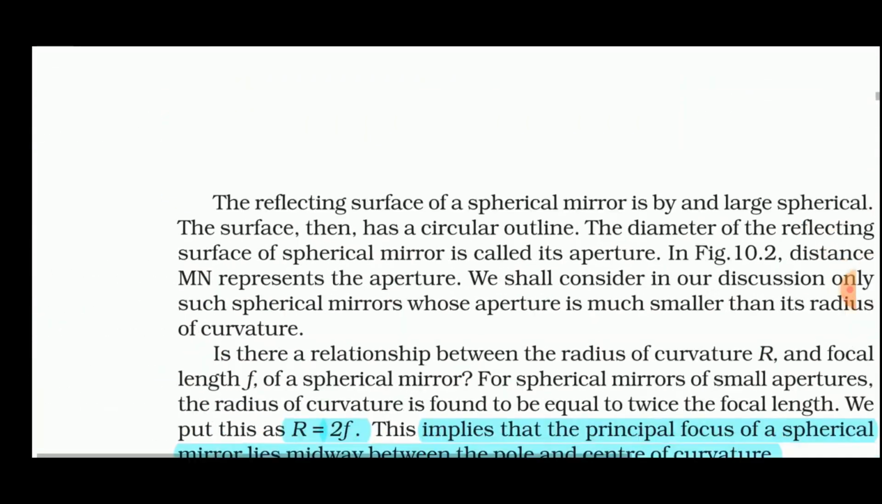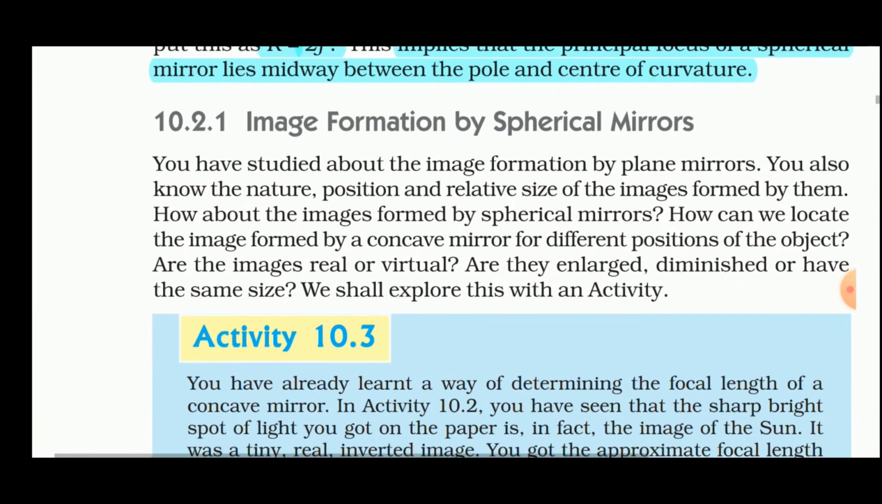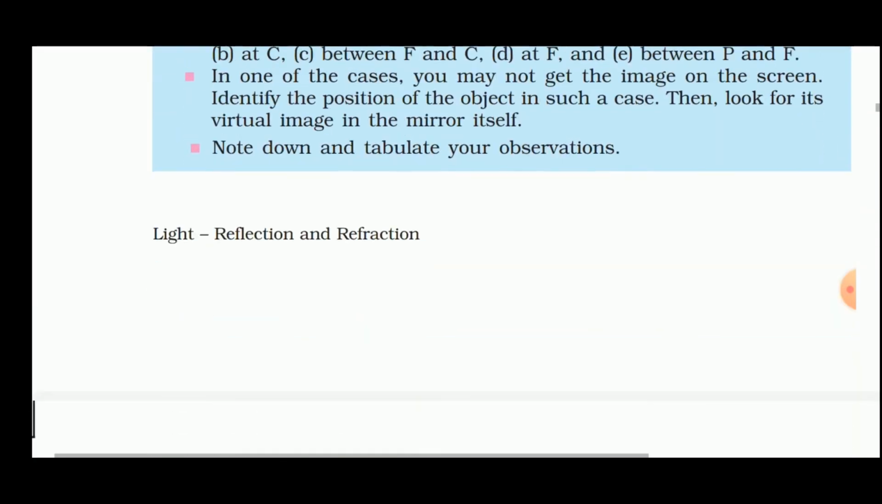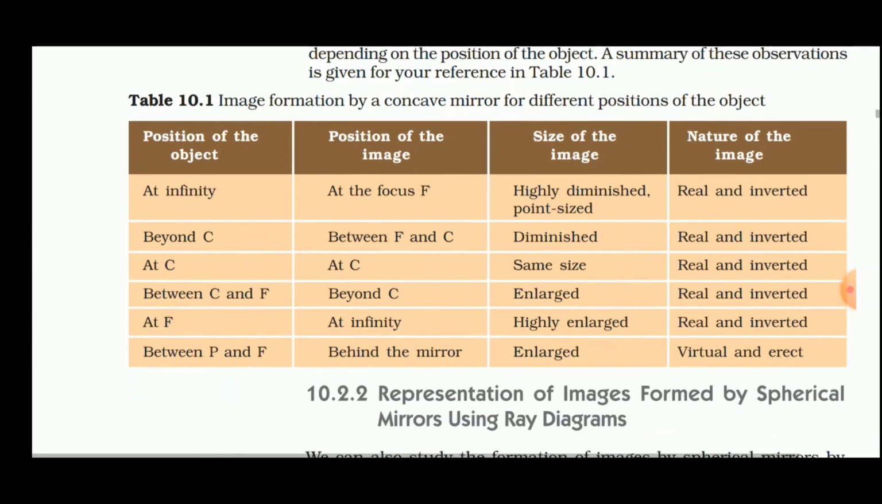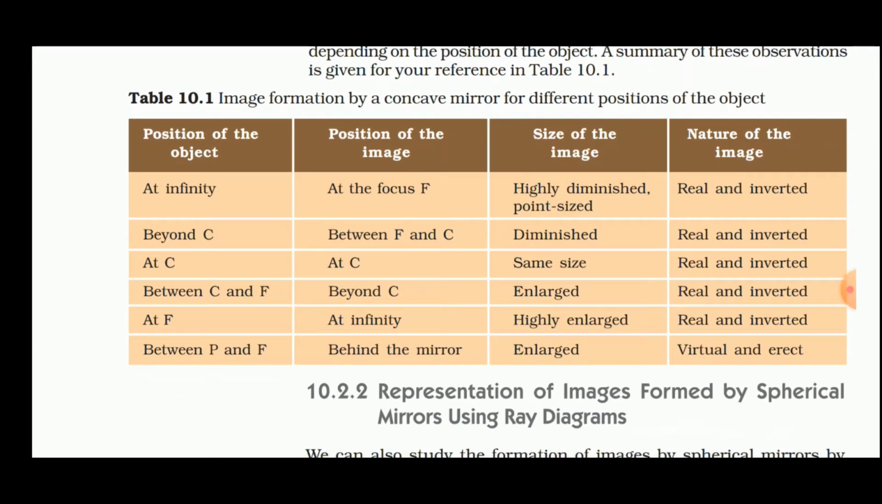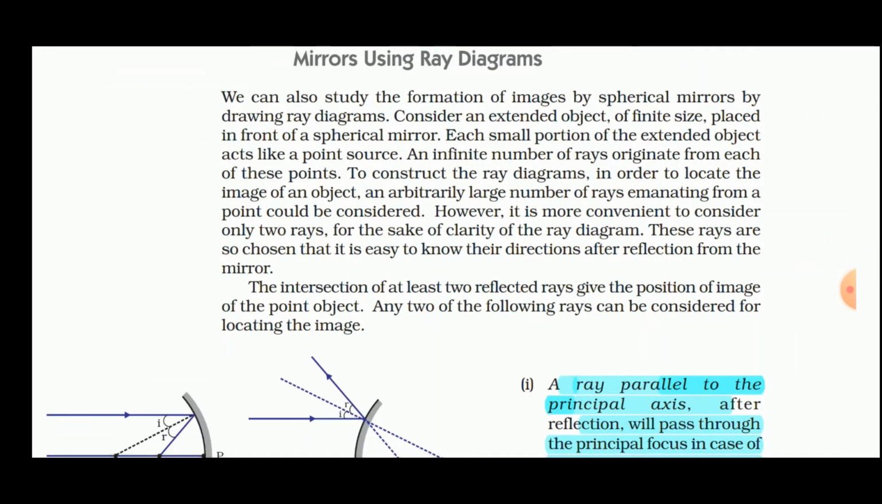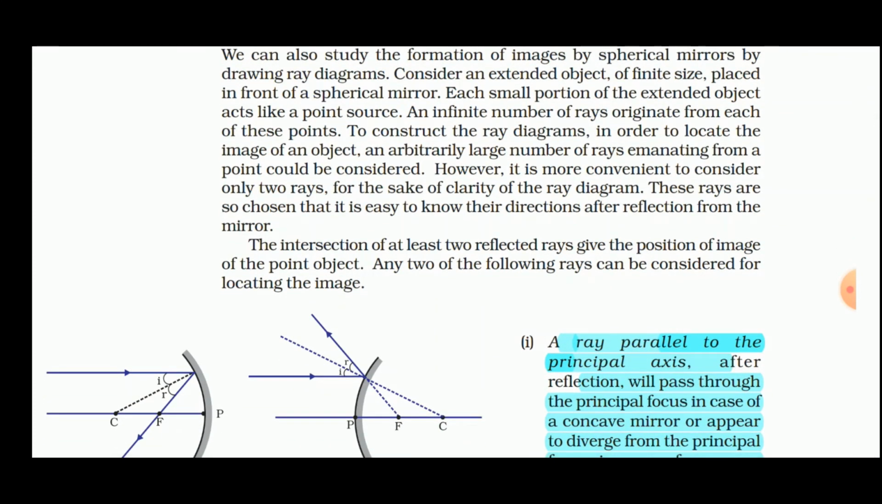Then next is image formation by spherical mirrors. Now we will learn where the image is formed for the different positions of the object, for the concave mirror as well as for the convex mirror. You will see innumerable, infinite rays incident on the mirrors. Out of those infinite rays, you have to consider only the direction of any two rays, and after reflection, wherever they meet, there the image will be formed.